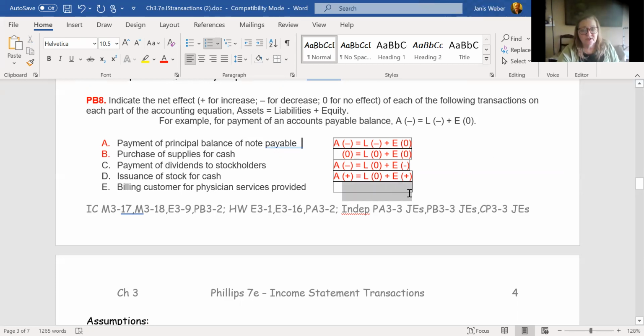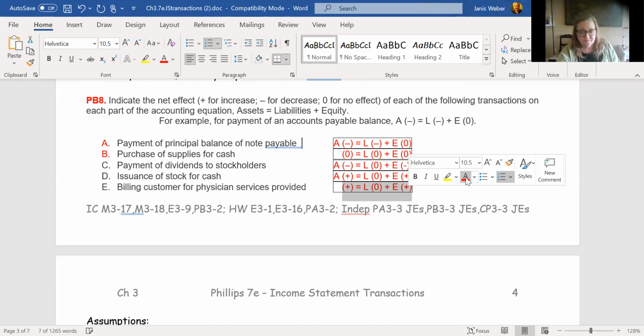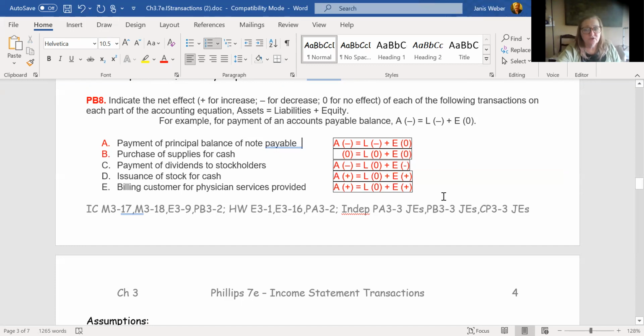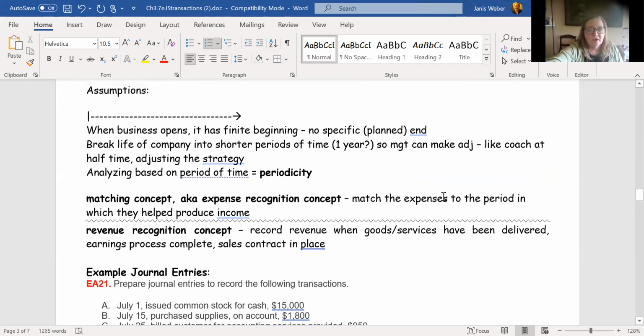Billed customers for physicians services. Revenue increased. Hang in there. Try that again. Assets increased and revenue increased. No change to liabilities. Okay.